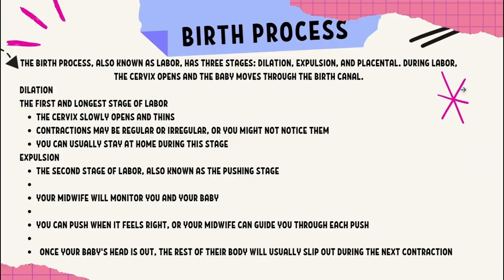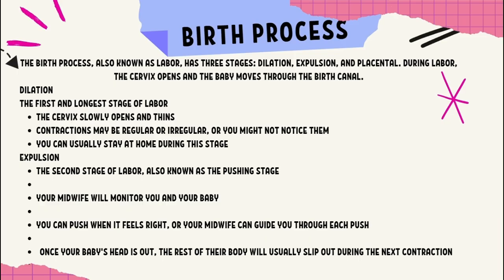So the birth process, also known as labor, has three stages: the dilation, expulsion, and placental. So during labor, the cervix is going to open and the baby is going to move through the birth canal. So the first thing is dilation. This is the first and longest stage of labor.